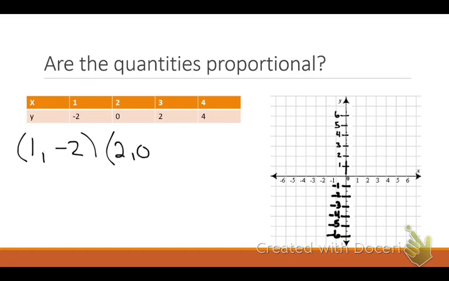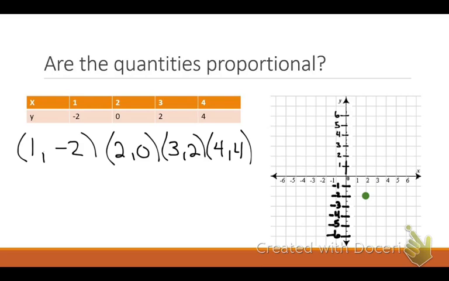2, 0. And then what? 3, 2, and 4, 4. Okay? And now I'm going to plot these 4 points on my graph. All right? So I go over 1, down 2. And you don't have to worry about labeling them A, B, C, or D.